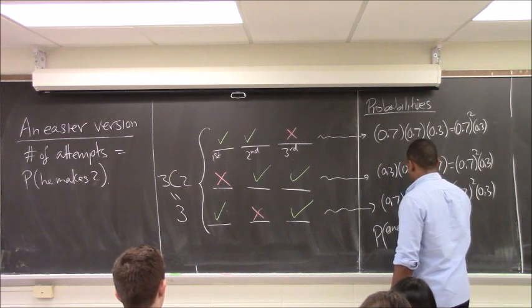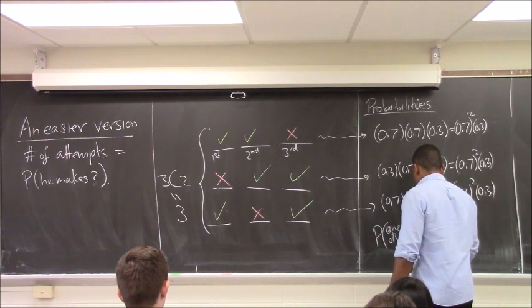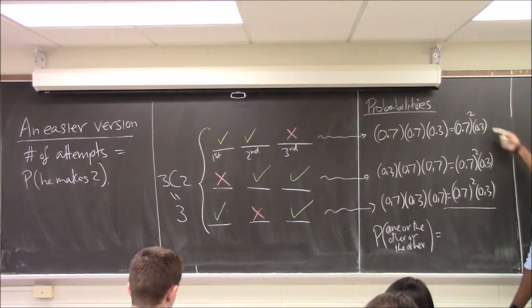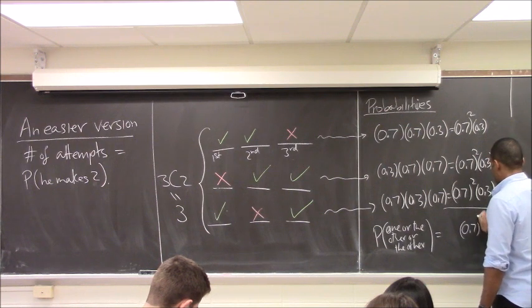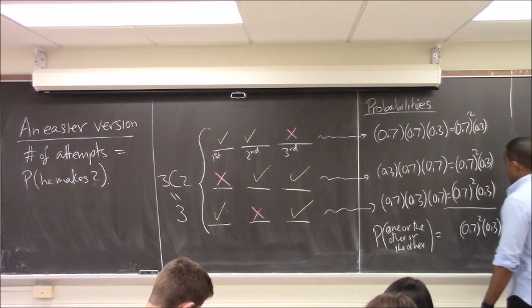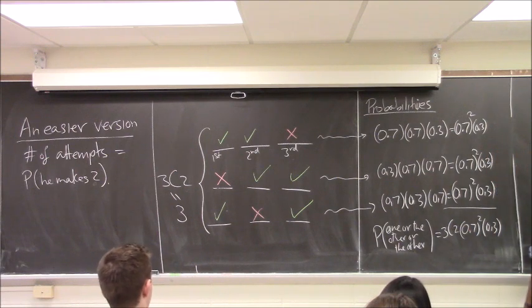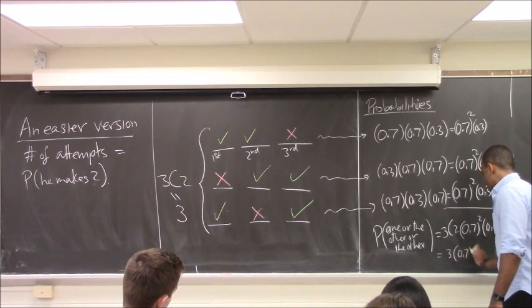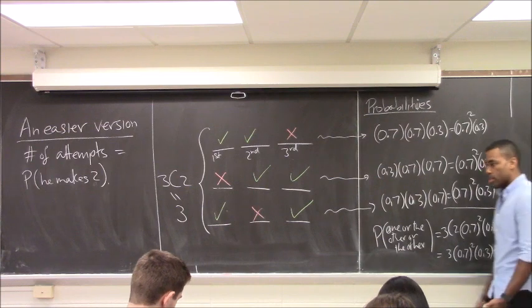To find the total probability of one or the other, these are all the ways that he could make the 3 shots. Well, I'm going to add all these guys. So I'm adding this same expression, 0.7 squared times 0.3. How many times? Well, there are going to be 3 choose 2 of those combinations. In other words, that's 3. 3 times 0.7 squared times 0.3. That is going to be the probability that he will make 2 out of the 3 shots.